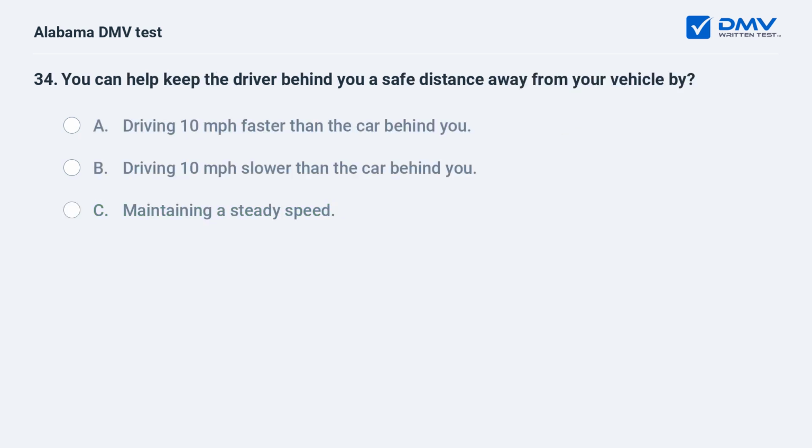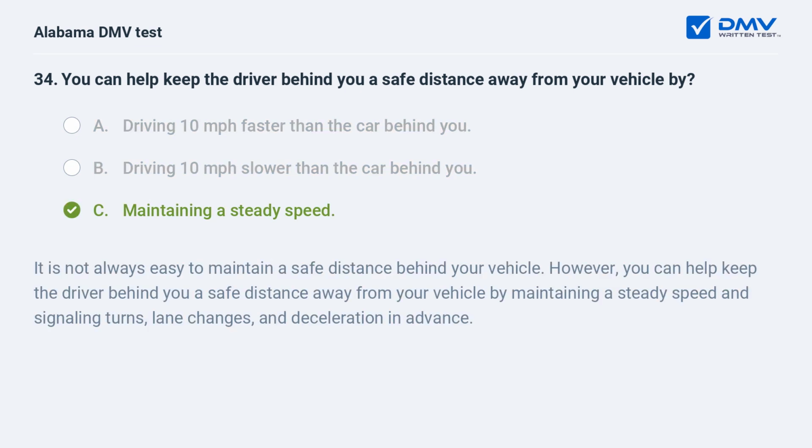You can help keep the driver behind you a safe distance away from your vehicle by A. Driving 10 miles per hour faster than the car behind you, B. Driving 10 miles per hour slower than the car behind you, C. Maintaining a steady speed. C. Maintaining a steady speed.